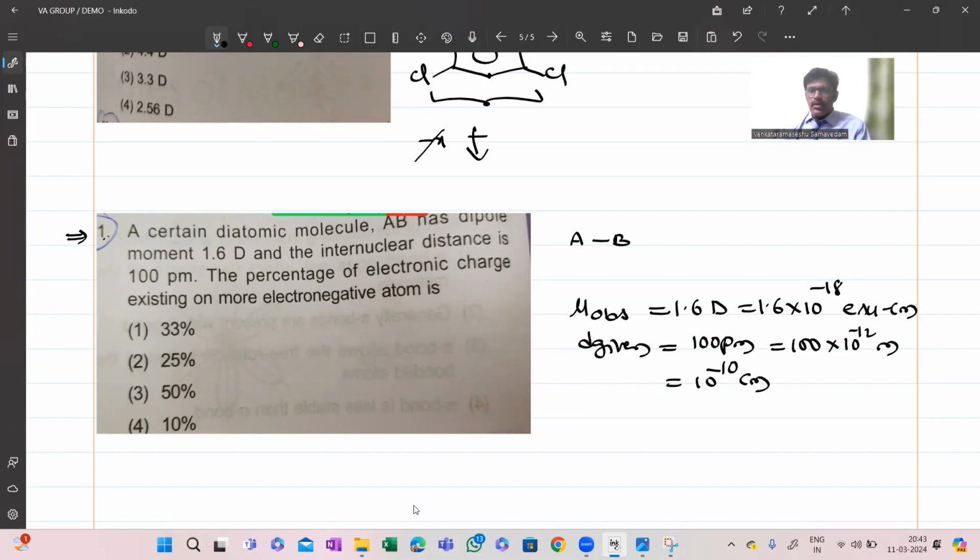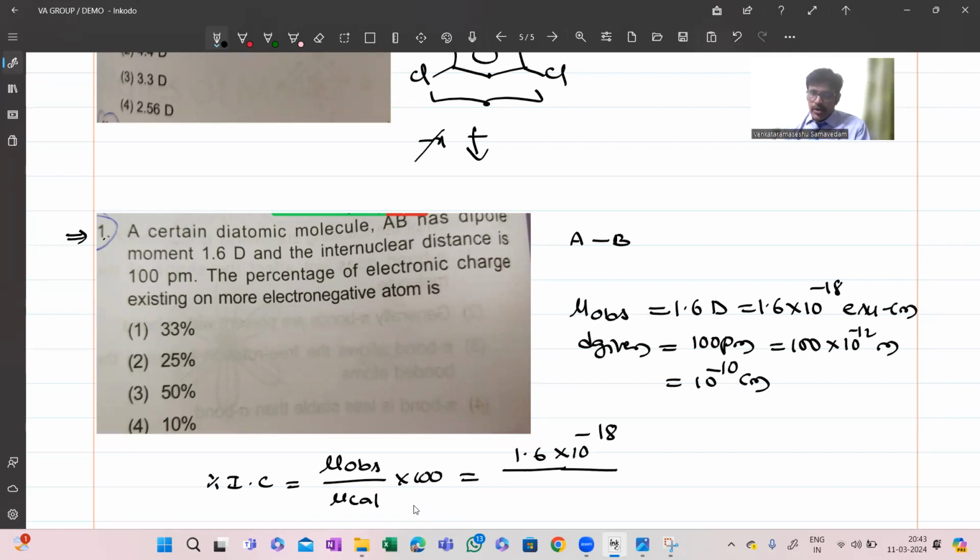Now you see, if I want to find out the percentage of ionic character, I will use the formula already told: mu observed by mu calculated into 100. Sir, how can you find mu observed? Mu observed is already given, that is 1.6 D. Mu observed is 1.6 into 10 power minus 18 electrostatic unit centimeters. Same units we have to take.